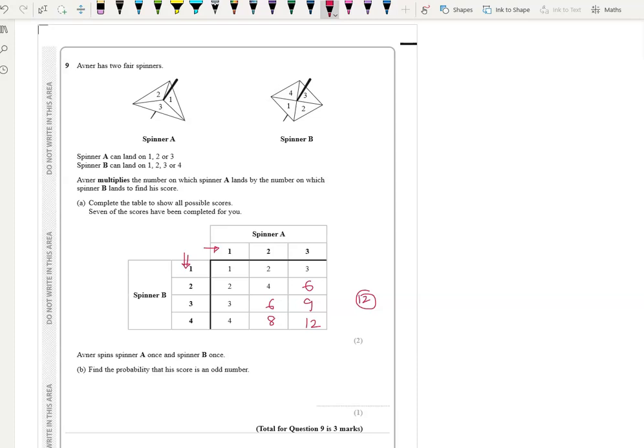Okay, I'm going to spin spinner A once and spinner B once. Find the probability that his score is an odd number. So circle out how many odd numbers we have here. So 1 is odd, then we have 3 which is odd, and we have 9 an odd here, and another 3 odd. So we have a total of 4 odds out of 12. So the probability of getting an odd score is 4 by 12.